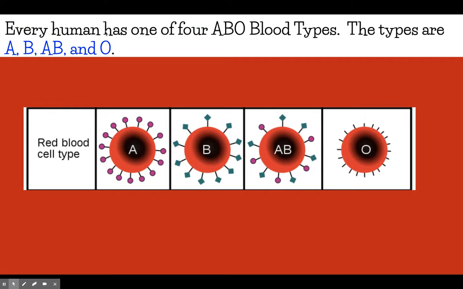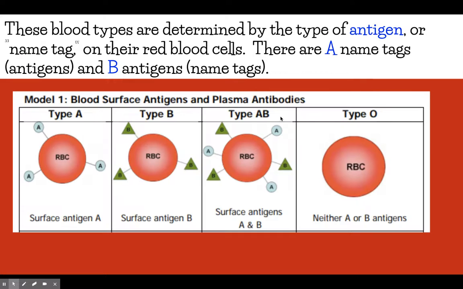All right. Every human has one of four ABO types. These are the four types of blood: A, B, AB, and O. Right away, as you're looking at these red blood cells, you notice they seem to have some different shapes on the surface, right? Those different shapes are name tags called antigens.